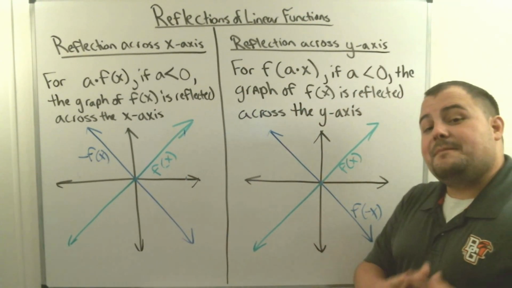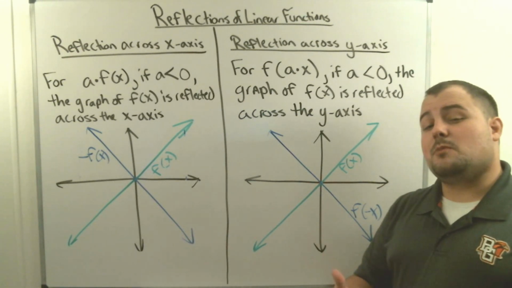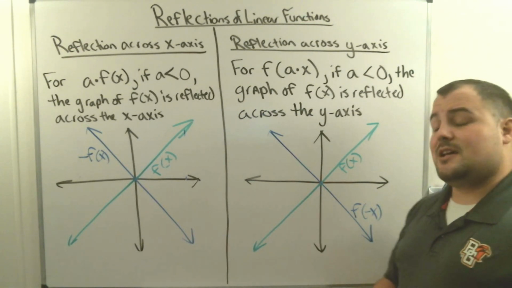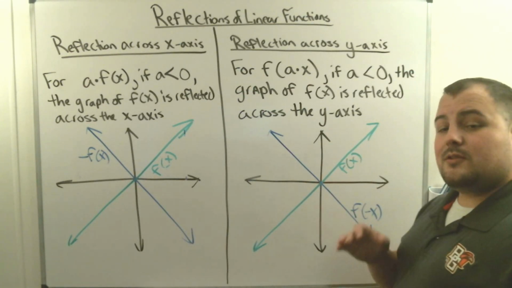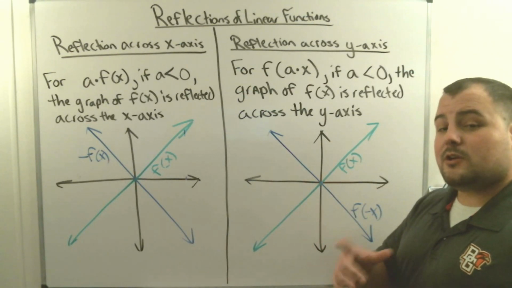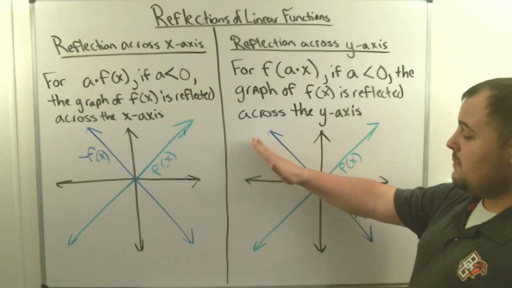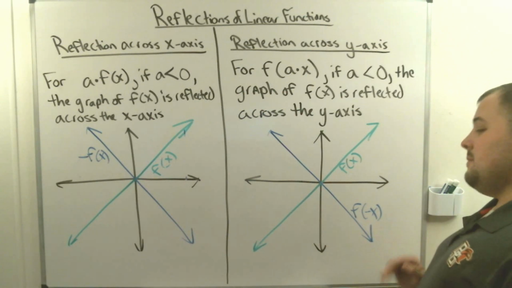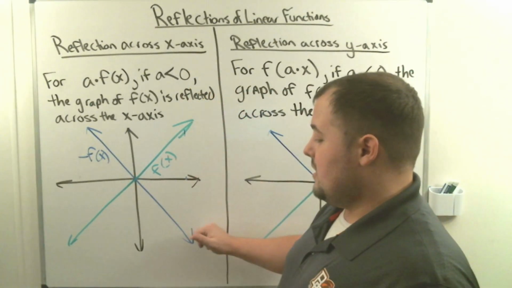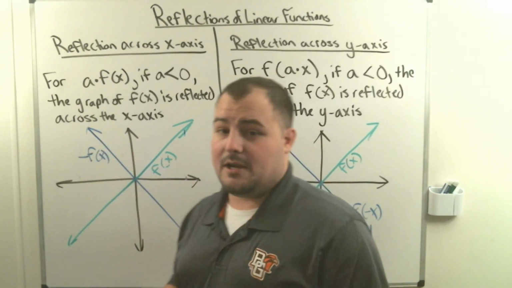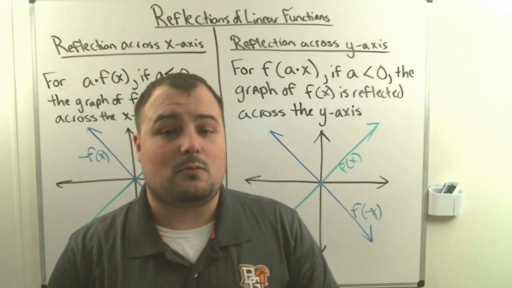If that number is multiplying by x, but this time it's inside parentheses, then instead of reflecting over the x, we're now going to say that it reflects over the y-axis. So this line would become over here, and this line would become over here. Whereas this one goes down here, and this goes up there. So we have reflections across the x-axis and reflections across the y-axis.